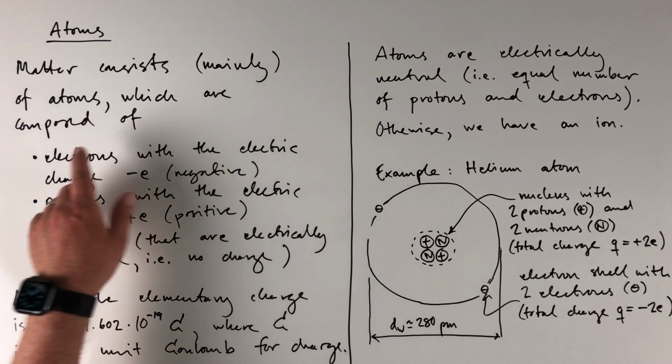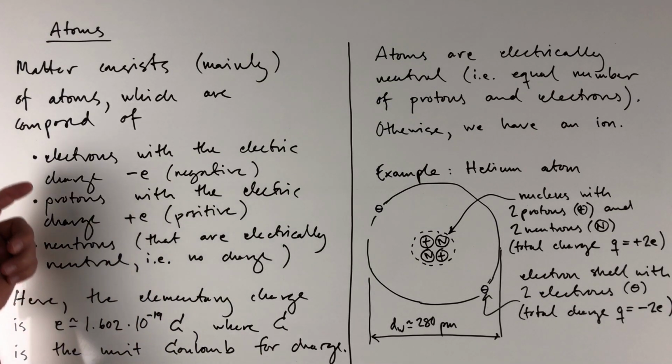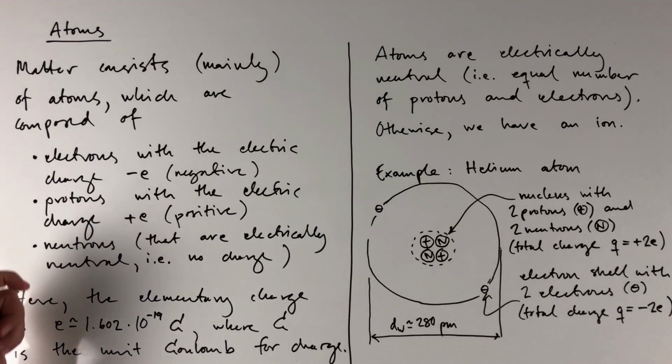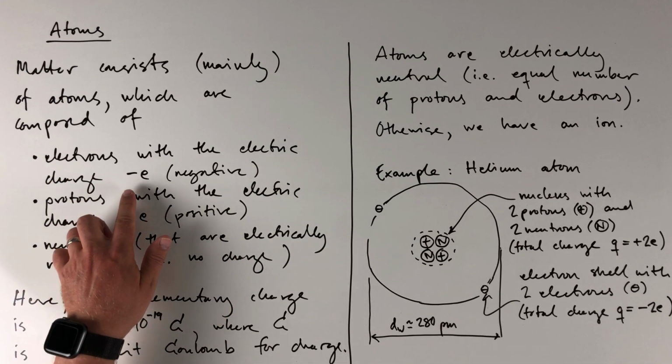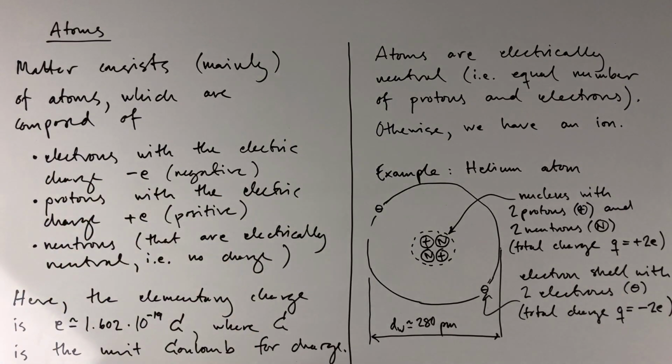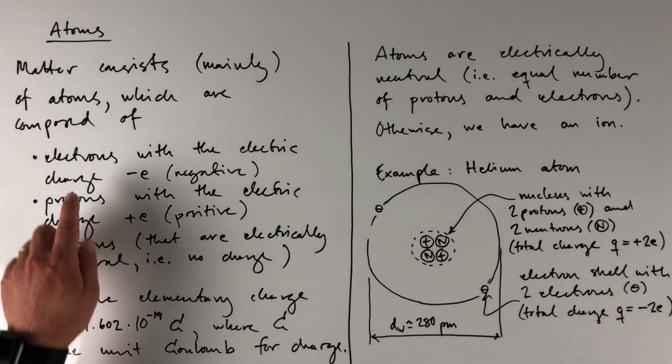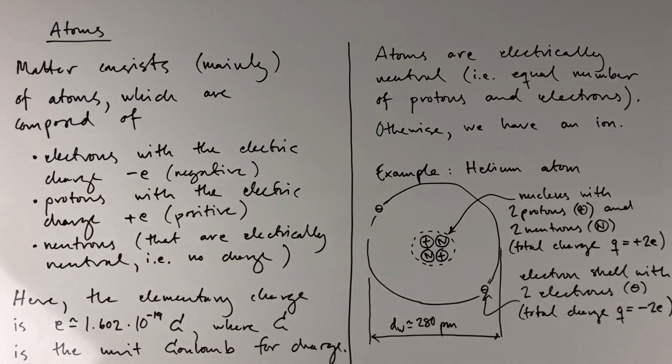Matter consists mainly of atoms, which are composed of electrons, protons and neutrons. The electron has the electric charge negative e, where e is the elementary charge of size 1.602 times 10 to the negative 19 coulomb. And coulomb here is the unit for electric charge. So that makes the electron negatively charged.